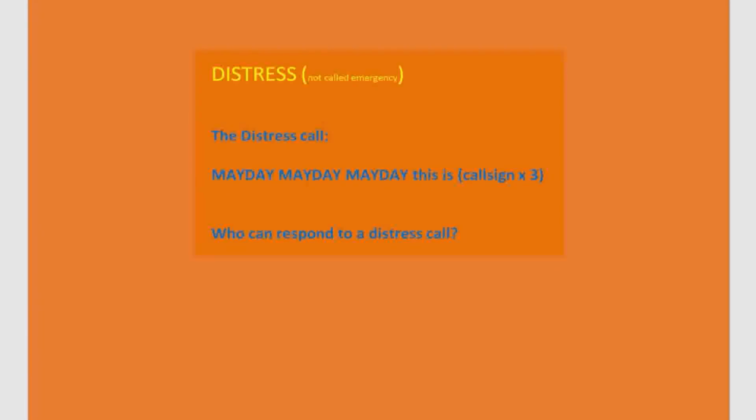Distress calls. The distress call on radio, not just amateur radio, but any sort of radio, is Mayday, Mayday, Mayday, and this is your call sign 3 times. So my call sign's VK2DQ, so if I was calling a Mayday, I'd go Mayday, Mayday, Mayday, this is VK2DQ, VK2DQ, VK2DQ. And a Mayday call is given where there's grave or imminent danger to safety of life.